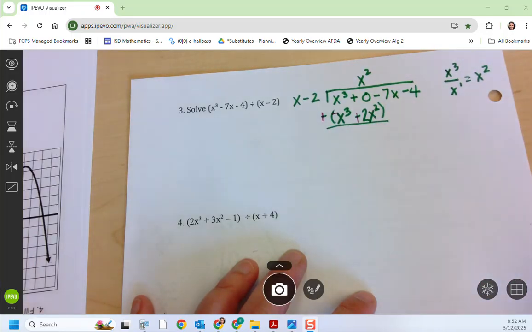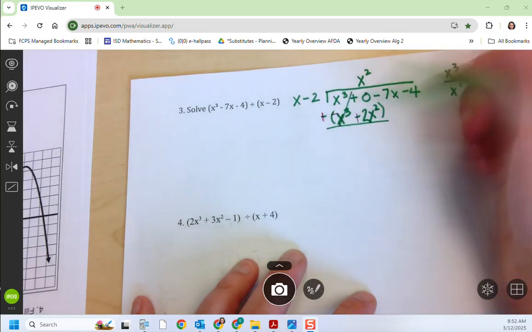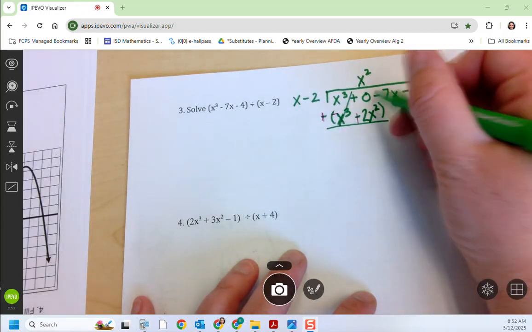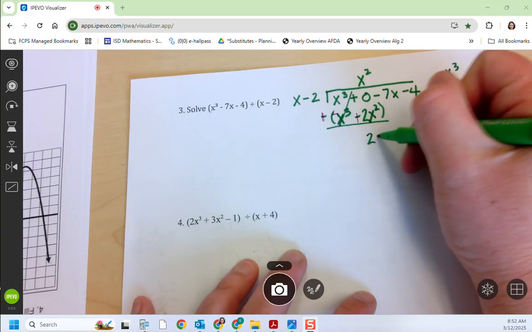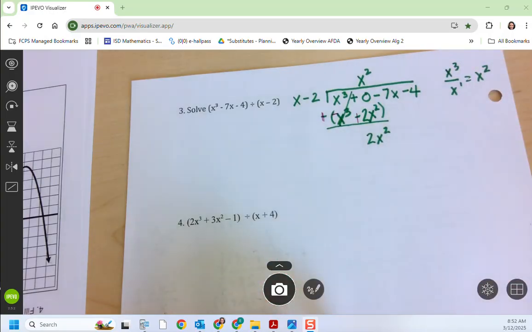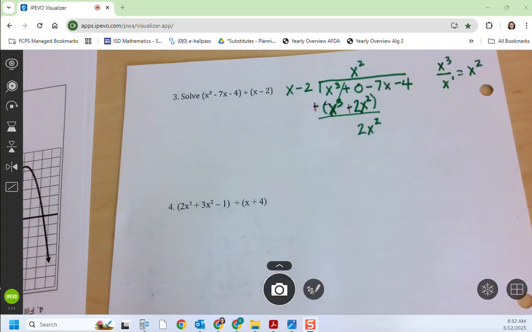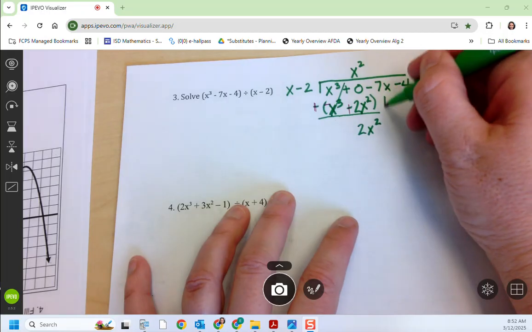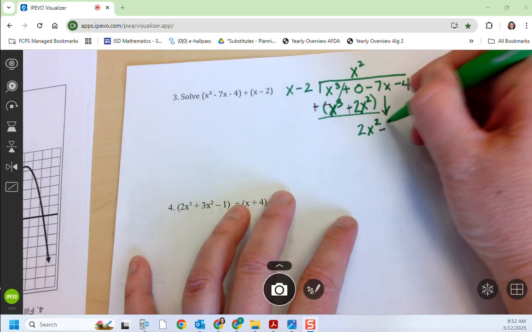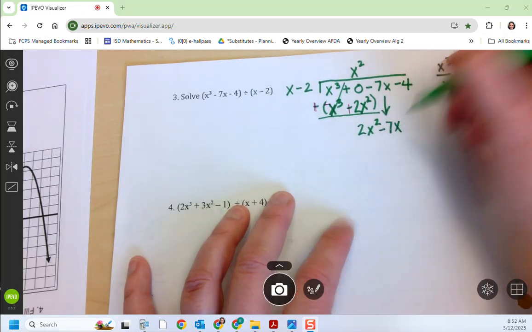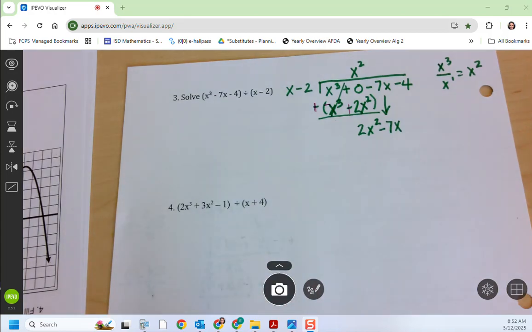Your first terms should always cancel. And then here, 0 plus 2x squared is 2x squared. All right, then, what do I bring down? The negative 7x, yes. That's the next thing. Okay, so if you didn't bring down your negative 7x, do it now.